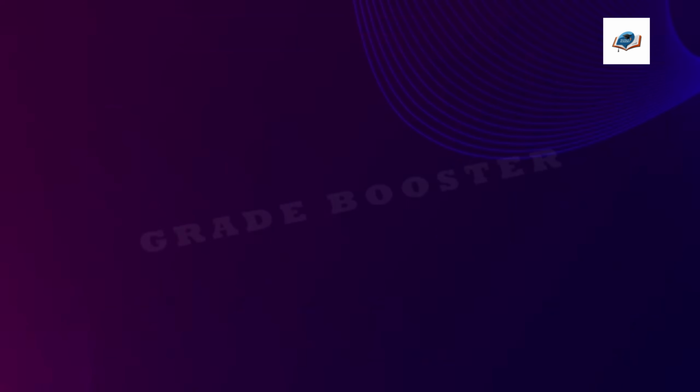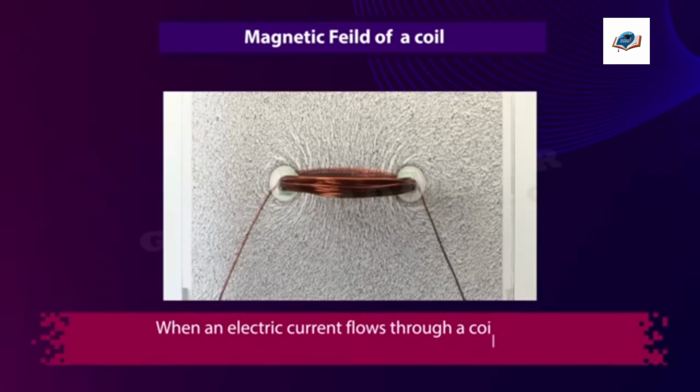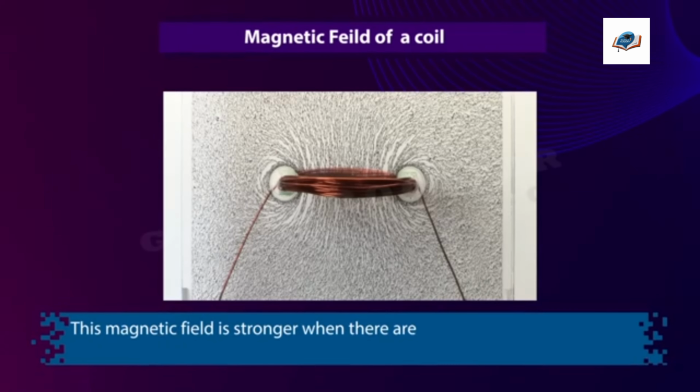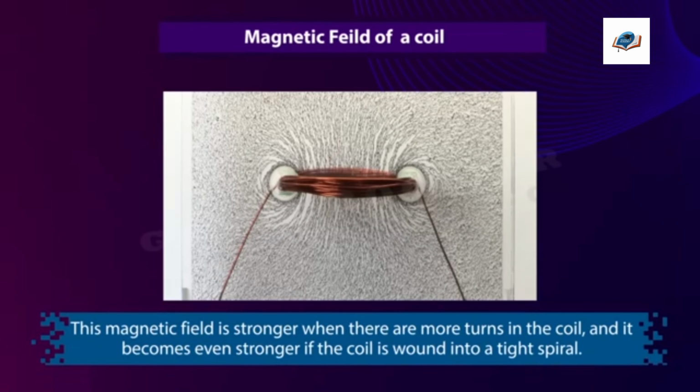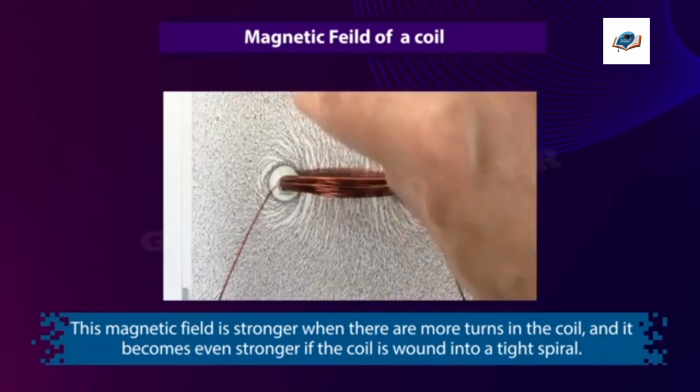Magnetic field of a coil. When an electric current flows through a coil of wire, it creates a magnetic field around the coil. This magnetic field is stronger when there are more turns in the coil, and it becomes even stronger if the coil is wound into a tight spiral.